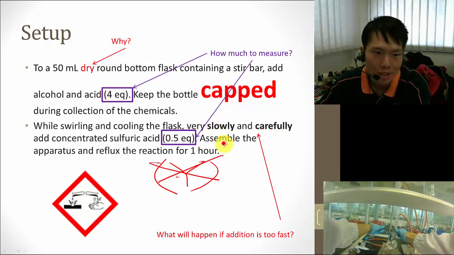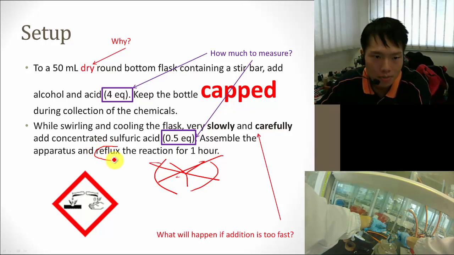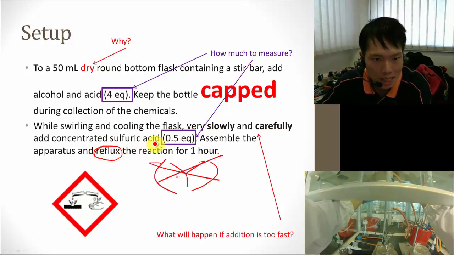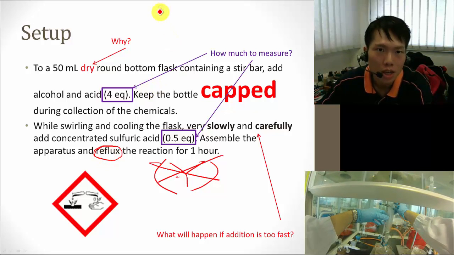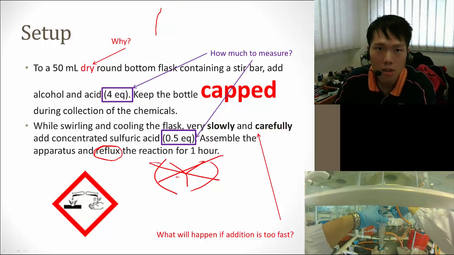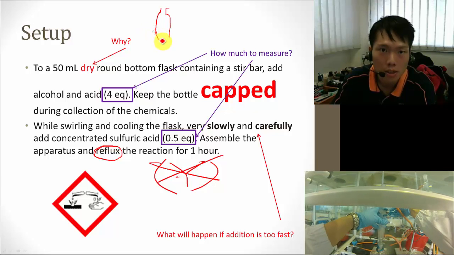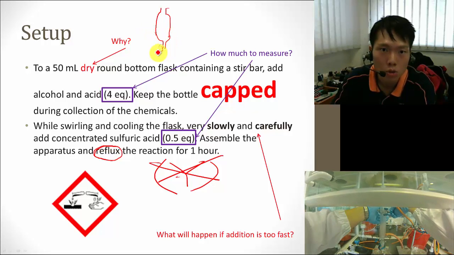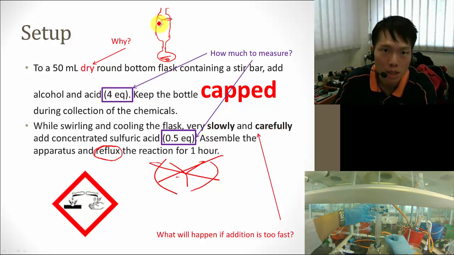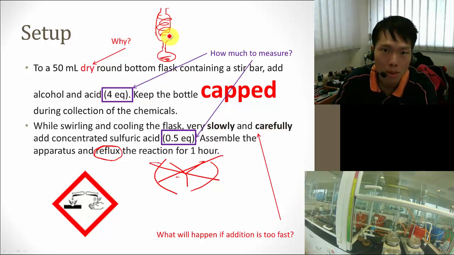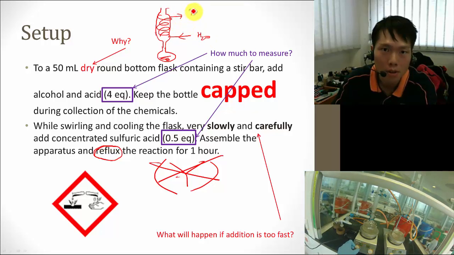So after that, assemble the apparatus and reflux it for 1 hour. What does it mean by the word reflux? Does it mean heating? No. Reflux means you have a reflux condenser here. You put a condenser that's made of glass linked to a round bottom flask. So stirring, inside you have the glass tubing inside. Cooling water goes round and round. Remember, water goes in from the bottom and comes out from the top.